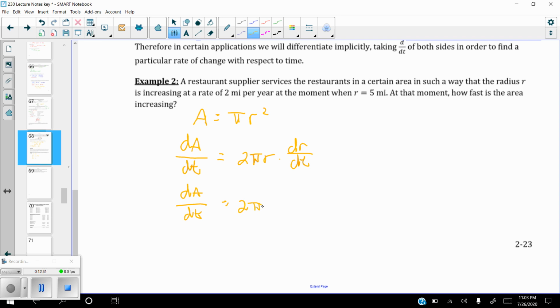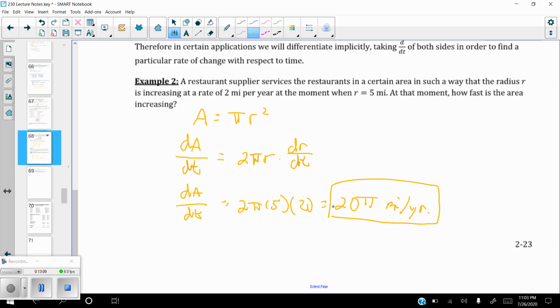is going to be 2 pi times the radius at that time, which was given to us as 5, times how the radius is changing, which was given to us as 2. I realize that 5 looks like a 15. Again, my pen just seems to drag too much here. So what we're going to get is 2 pi times 5 times 2. 2 pi times 5 is 10 pi, times 2 is 20 pi. So the rate that the area is changing over time is 20 pi, and I guess this is miles per year. That's the related rate that we were looking for.